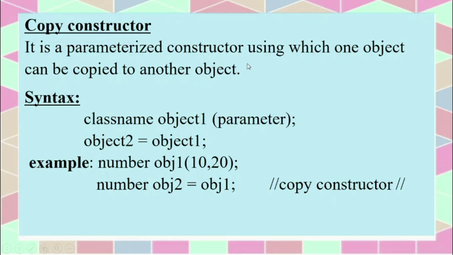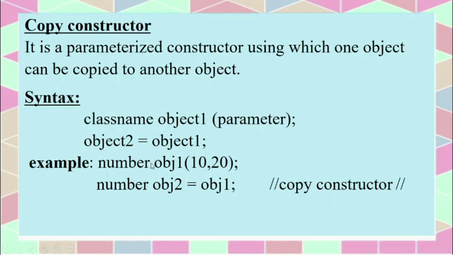Now let us see the next type of constructor, that is copy constructor, and it is a parameterized constructor using which one object can be copied to another object. So the syntax is class name object1 of parameter, and object1 can be copied to object2. That is what object2 equal to object1 means. Object1 is copying to object2.